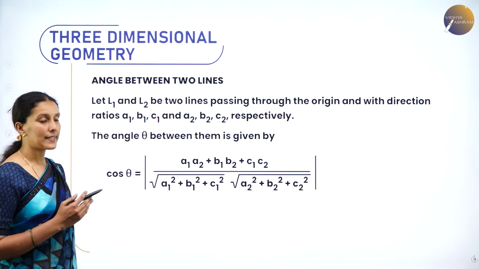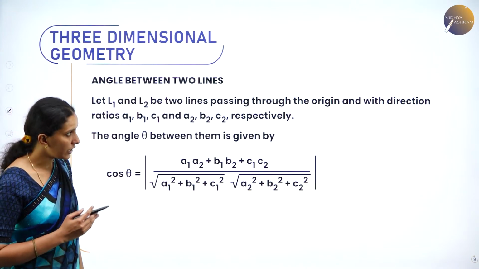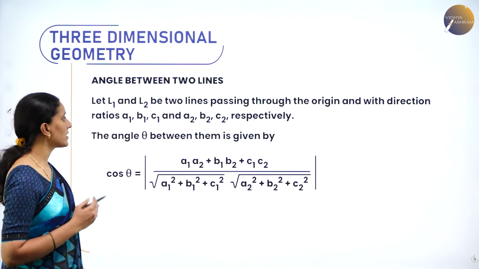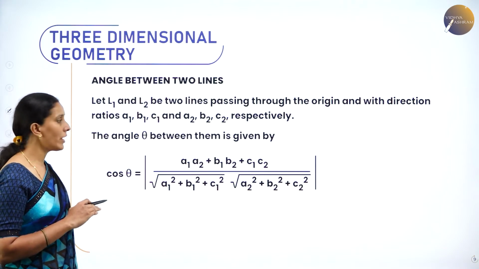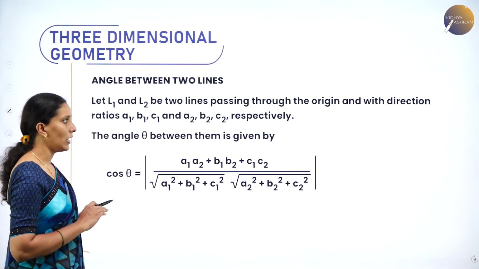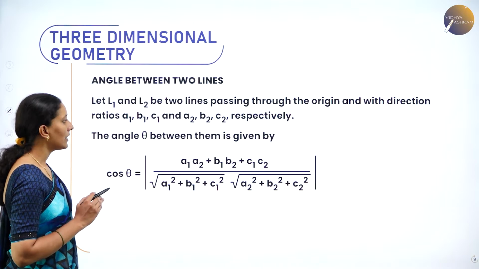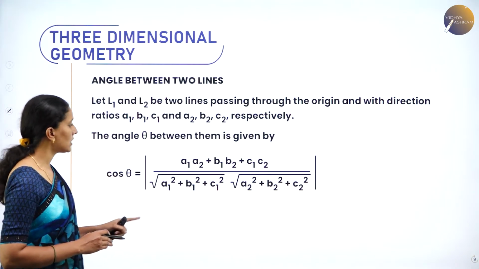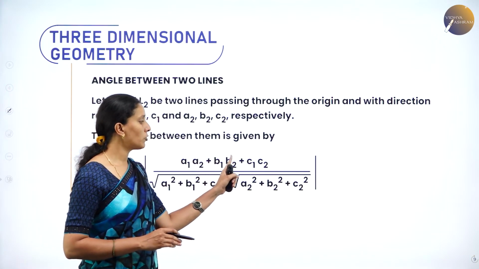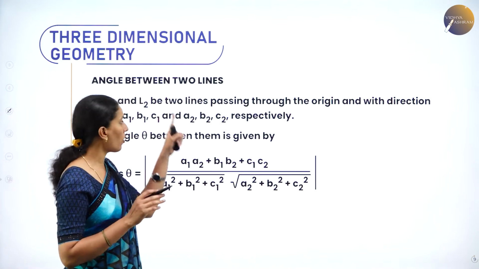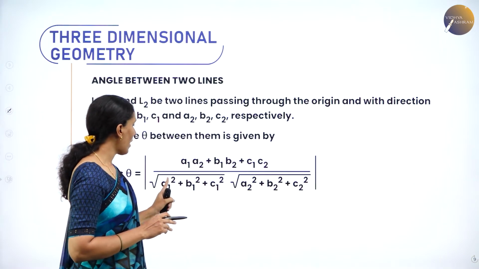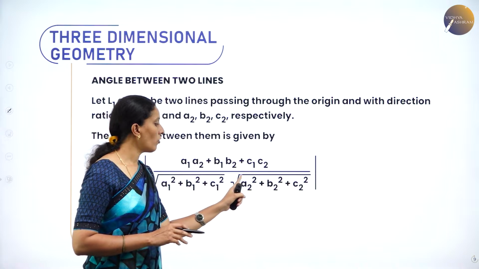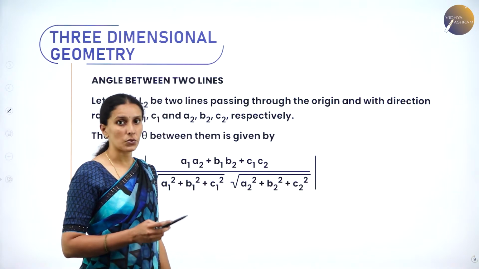Suppose you have two lines L1 and L2, and if they intersect each other, they are passing through the origin, with direction ratios a1, b1, c1 for line L1 and a2, b2, c2 for line L2 respectively. The angle theta between them is given in terms of cos theta, that is a1 a2 plus b1 b2 plus c1 c2, which is nothing but the dot product of two vectors, divided by square root of a1 square plus b1 square plus c1 square, times square root of a2 square plus b2 square plus c2 square.